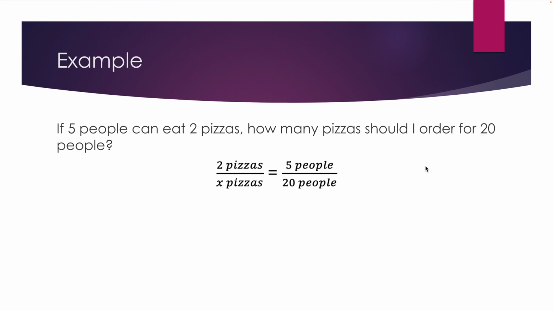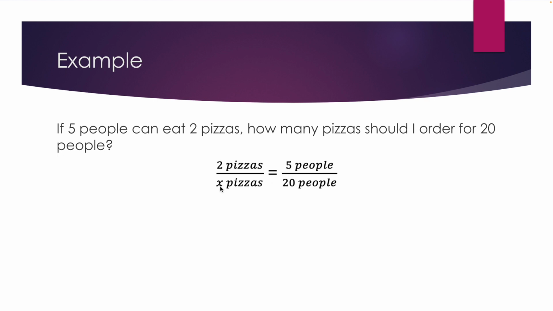Now I need to check my 2 conditions. Do I have the same units on top of each other? Yes, I have pizzas on this side and people on this side. Check. The next one is the smaller number on top? Yes, 5 is smaller than 20.